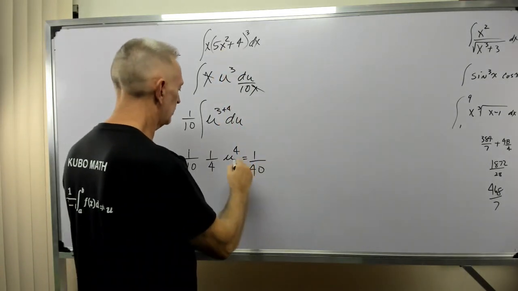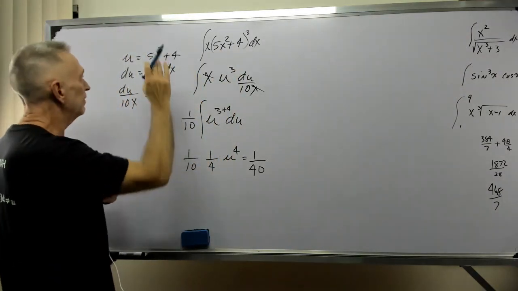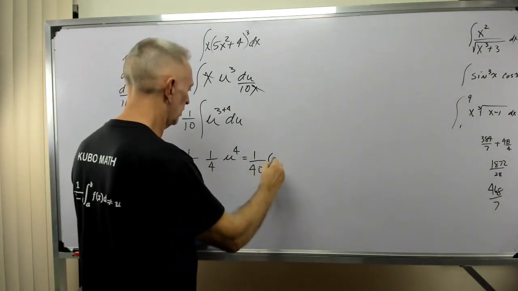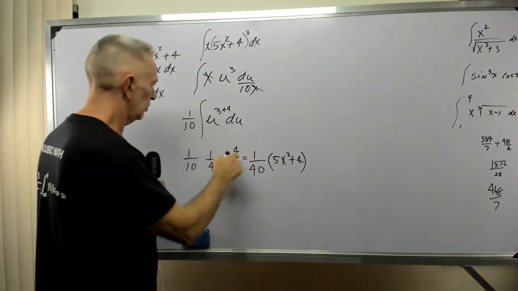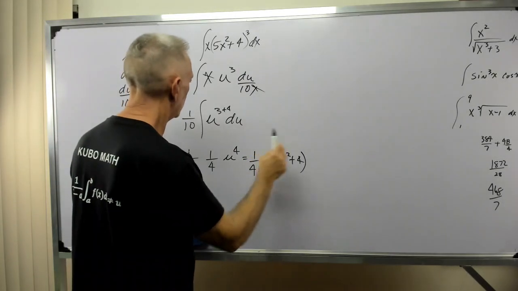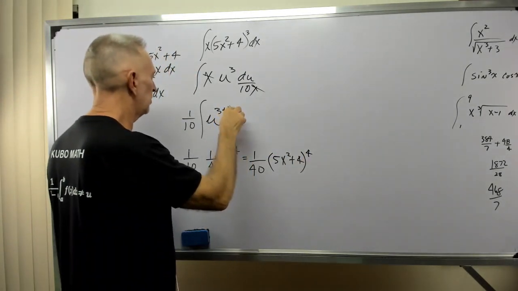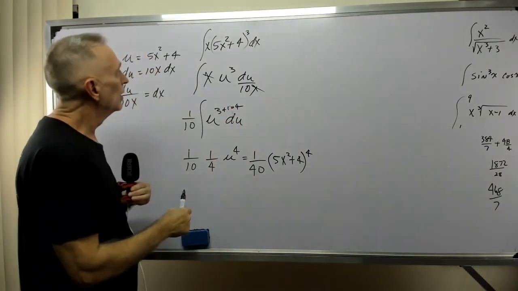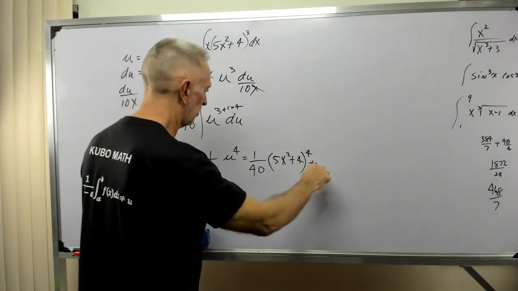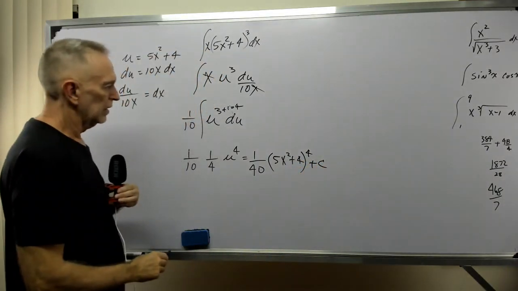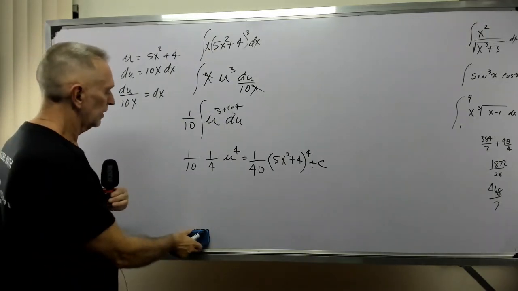I'm going to substitute back in for the x world here. Where was it? 5x squared plus 4. (5x squared plus 4) to the 4th power. That's not 3 plus 4 there. It's 3 plus 1 equals 4. Sorry. All right, (5x squared plus 4) raised to the 4th plus c. That would be our answer. Okay.